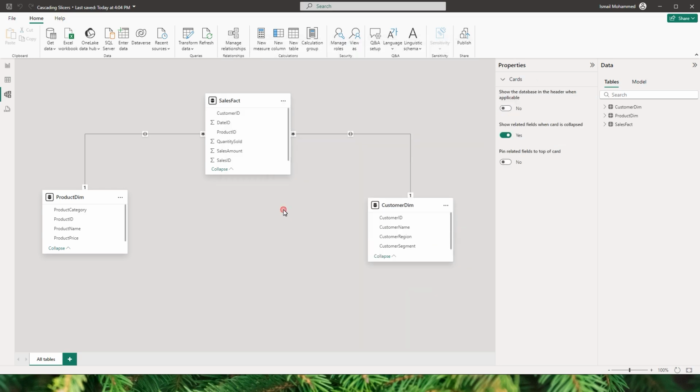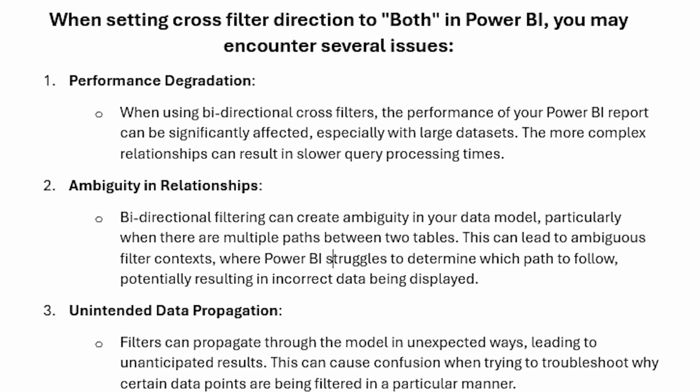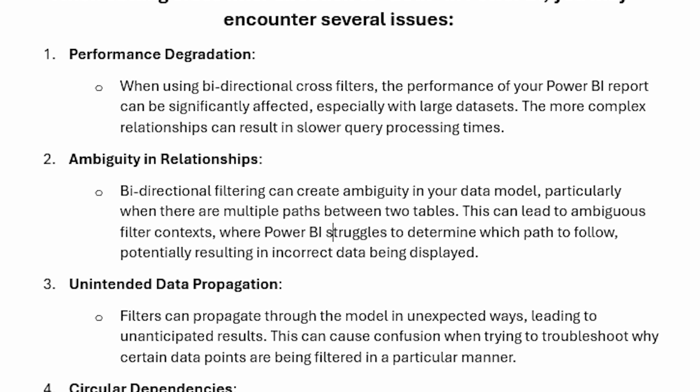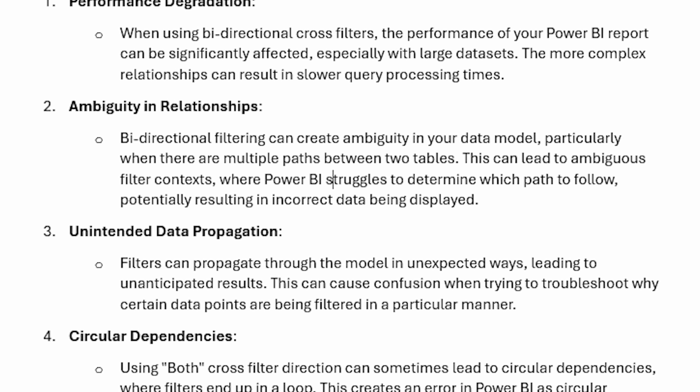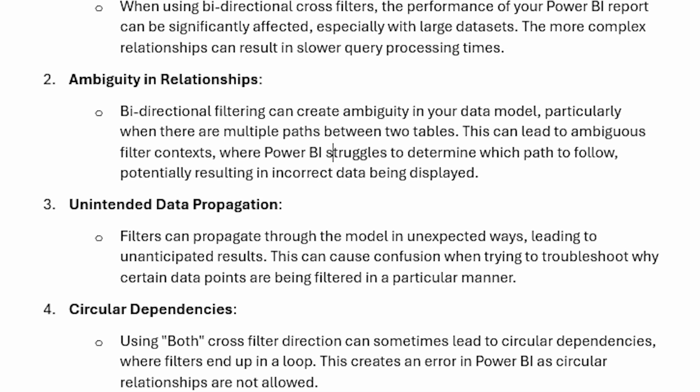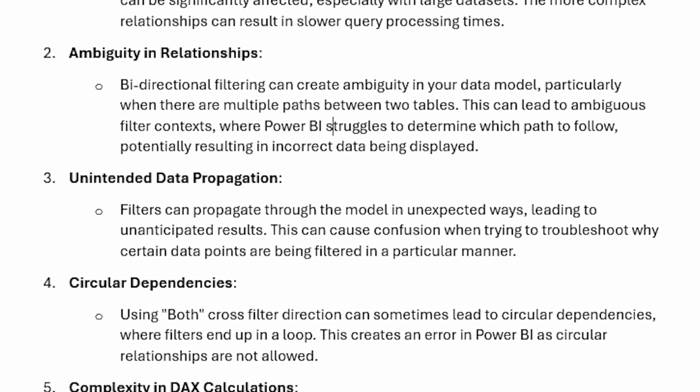However, if you have set the cross filter direction to both, and if you are working with a complex data set, this will come with its own issues. These issues can be related to performance degradation. When you set the bi-directional cross filters, the performance of your Power BI report can be significantly affected, especially when you're working with large data sets.